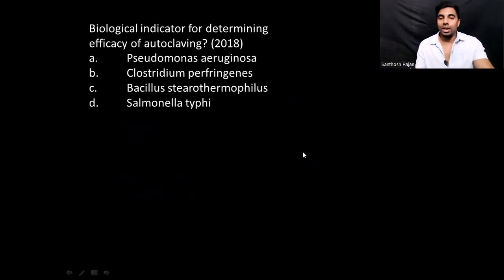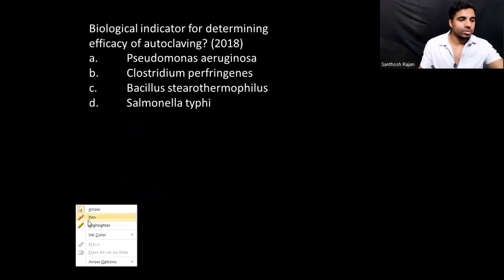We are almost done with the mycology part also. Now we're going to the general microbiology. We'll try to cover as much as possible. It's also fun, the general microbiology is also fun. Okay, let's start now. So what is the biological indicator?